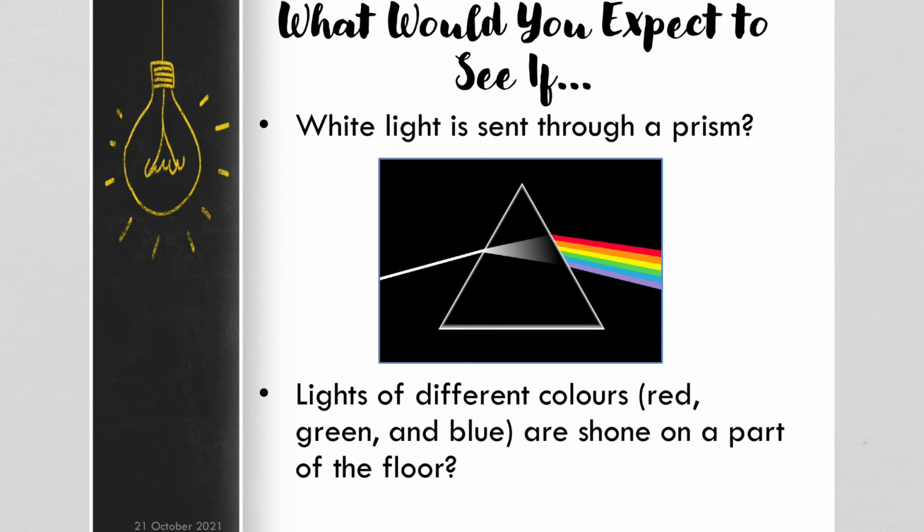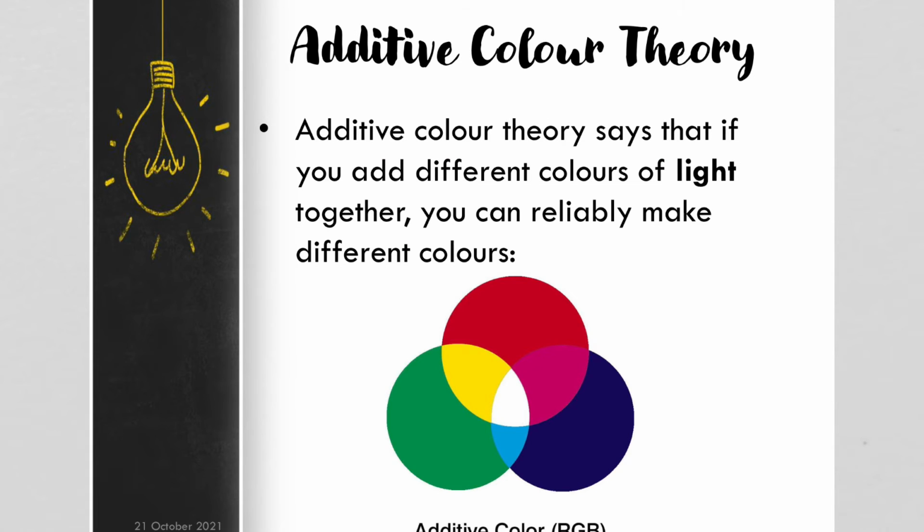So what would you expect to see if white light was sent through a prism? The answer is the white light comes through, it gets dispersed through the prism, and it actually breaks the white light into the individual colors of the color spectrum. And then what would you expect to see if light of different colors, like red, green, and blue, are shone on a part of the floor? Would the floor look red? If those colors overlap, would that make a difference? Those are some things we're going to learn in this video.